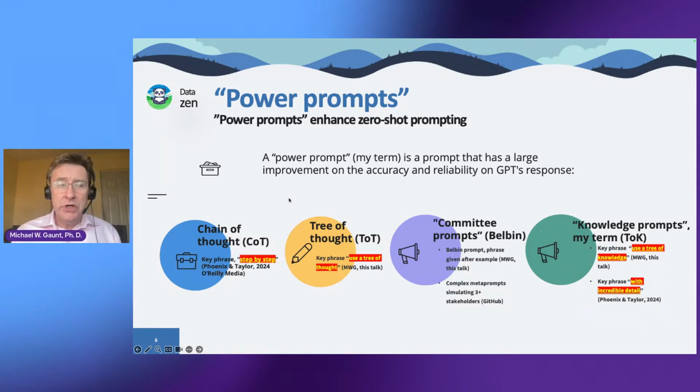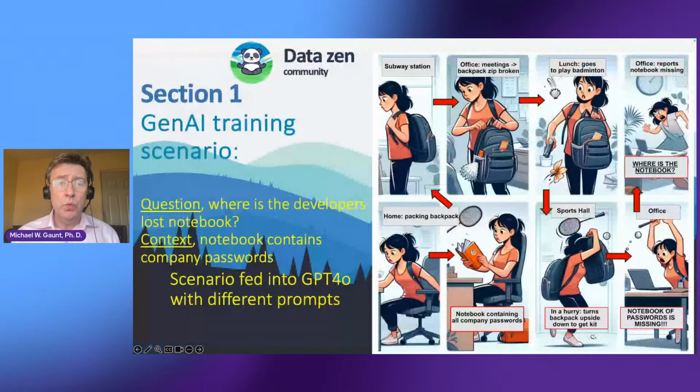Okay, so there's 4 types of prompt: chain of thought, tree of thought, committee, and knowledge prompts. This is my term, and what I'm introducing today is these 2 concepts of the Belbin prompt and the tree of knowledge prompt. And this largely stemmed from 2 client projects, one in training and one in using generative AI, which I will discuss later in the talk.